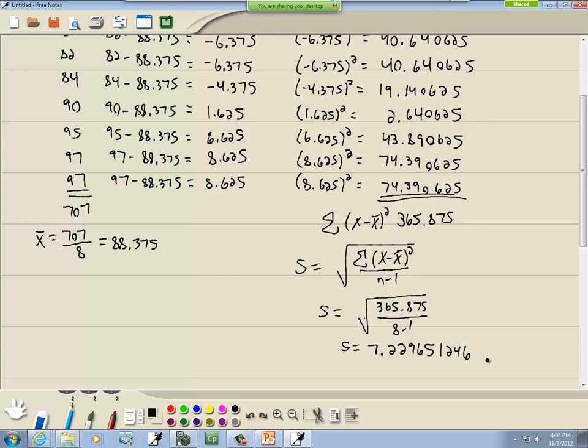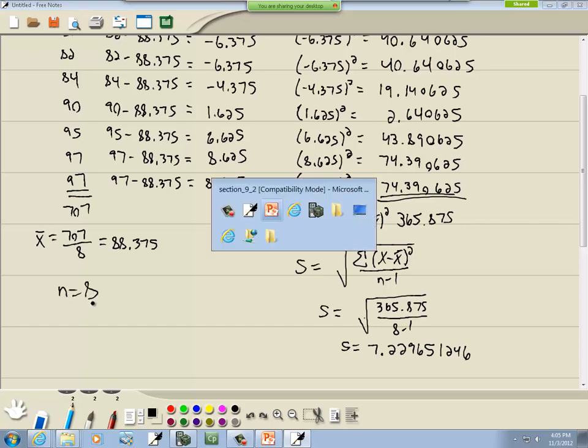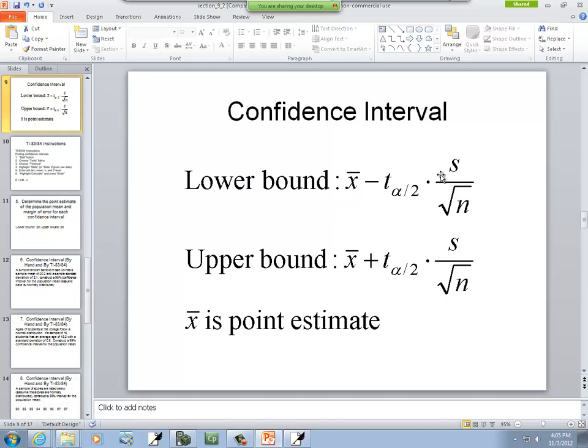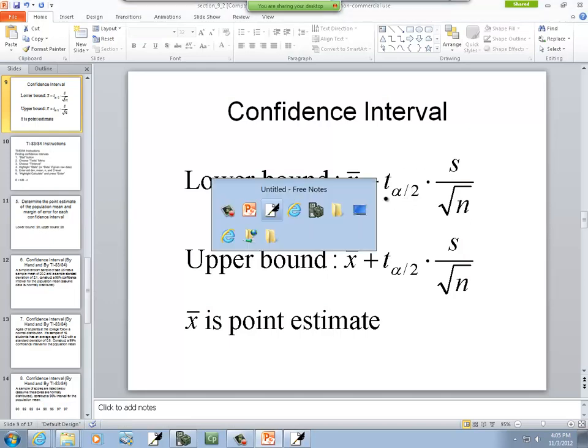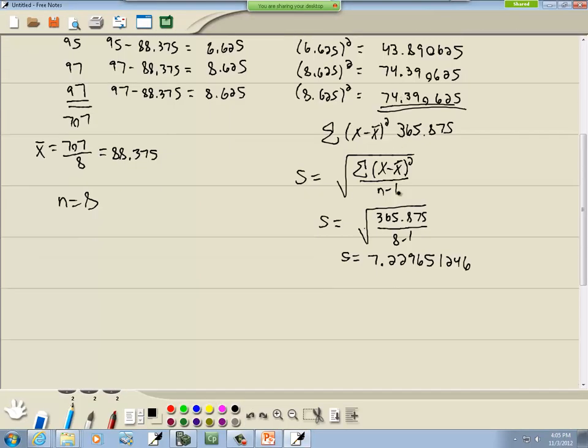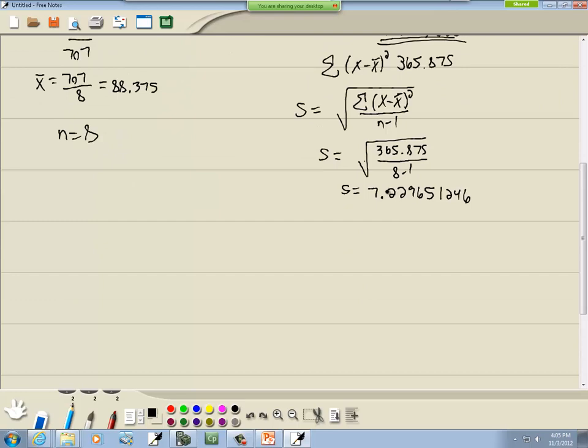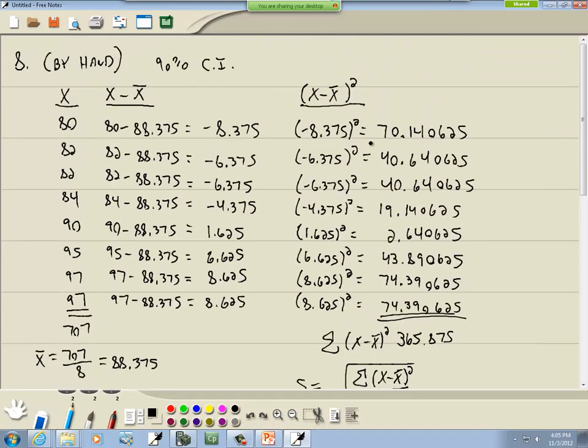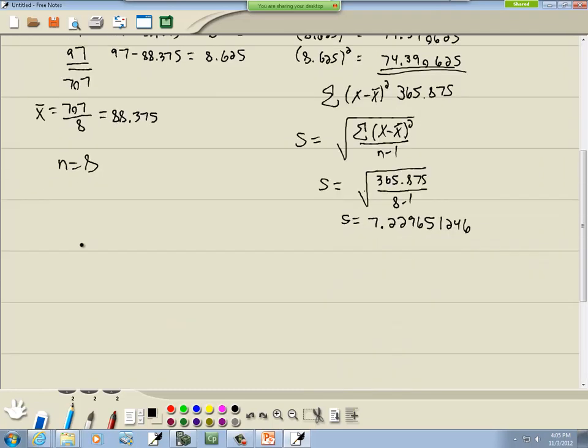Okay, now we found X bar and S. And we said N was 8. So I'm going to go ahead and jot that down. Back to our formula. We got X bar, we got S, we got N. We need the T value now. So when you're given raw data and you're doing it by hand, first thing you got to do is find X bar and S and N.